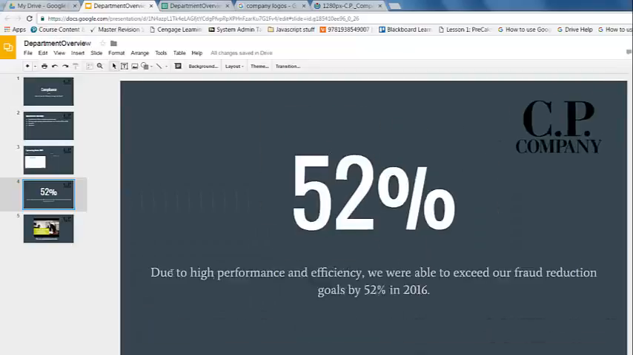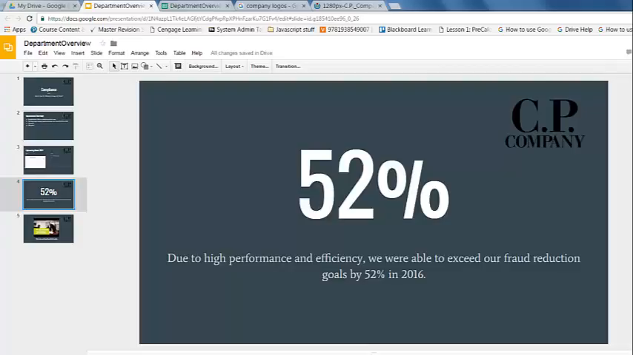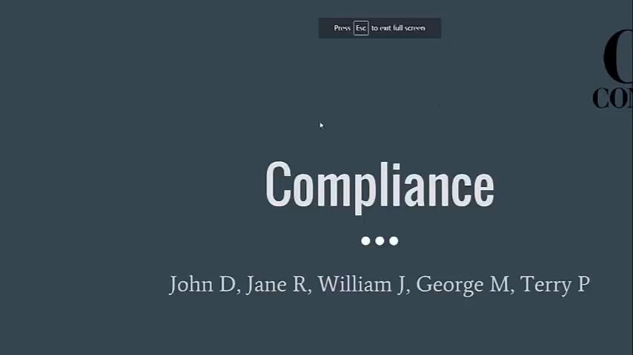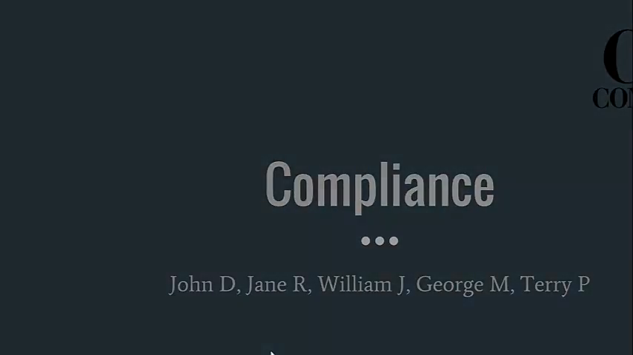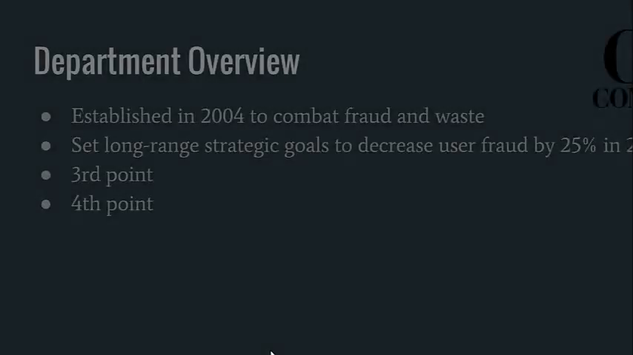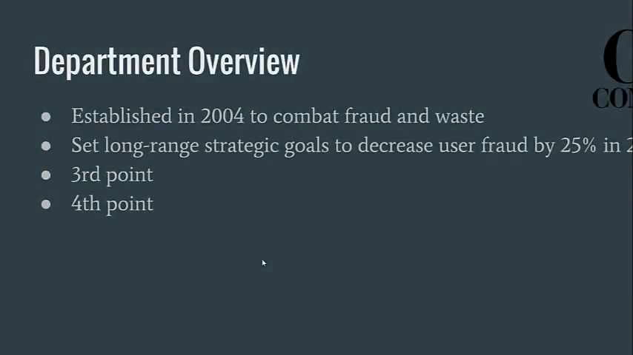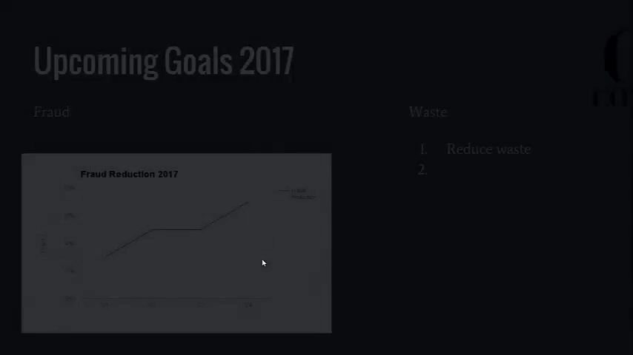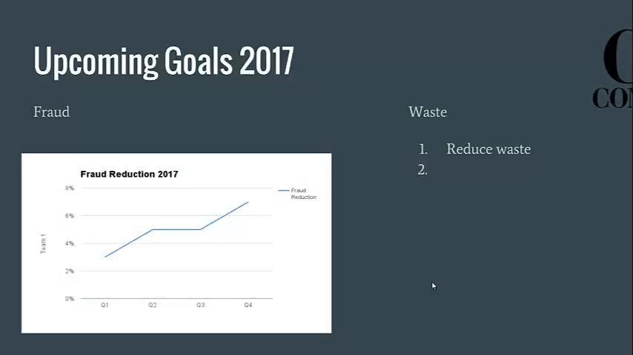So let's run this one time and see what we get. Oops, we started on the wrong slide. So we're going to click on this little drop down, present from the beginning. So we've got our compliance. Now notice if I click anywhere other than compliance, I go to the second slide. I click through to the next one.